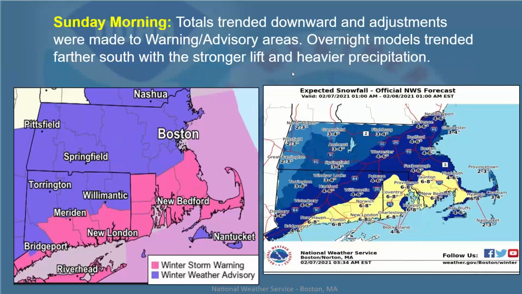Now on Sunday morning, we call it life on the edge, being on the edge of a storm system. Well, the models trended south a little bit with the stronger lift and the heavier precipitation. So the thing that is normally done is you trend the forecast a little bit south again. So notice we're kind of where we were Friday afternoon, with the heaviest amounts along the south coast. Warnings were kept up there, but downgraded here into the Boston area, which would make sense with a more offshore track.